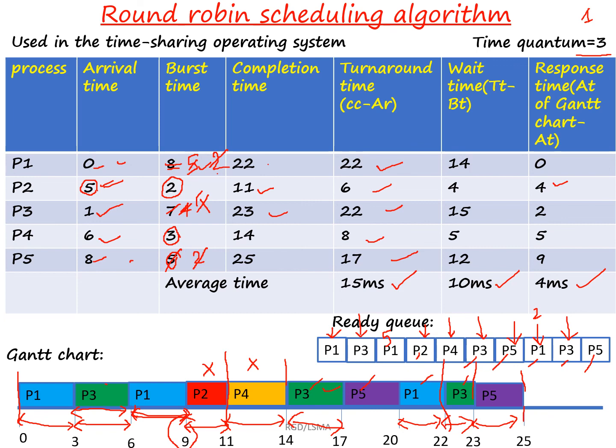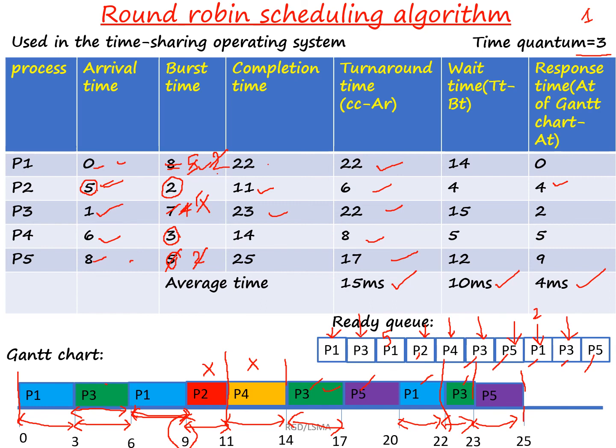So if you take the time quantum as 1, the context switching from process 1 to process 3 and then process 3 to process 1 keeps on going, and it will lower the CPU efficiency. So setting the quantum too short will lower the CPU efficiency. It will increase the context switching from one process to another process. So that is a drawback of using the round robin scheduling algorithm.